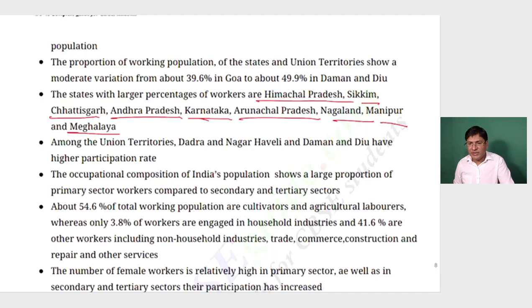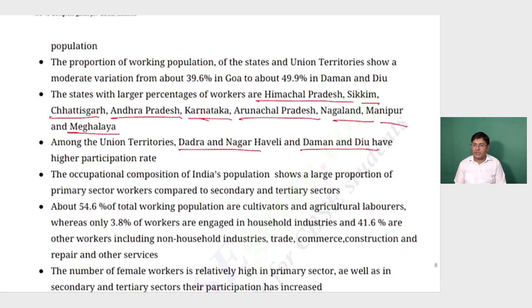Among the union territories, Dadra and Nagar Haveli and Daman and Diu have the higher participation rate. These are the union territories where the percentage of the working population is higher than in the other union territories.